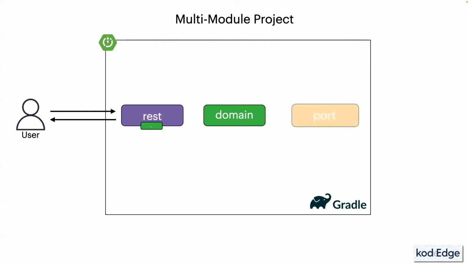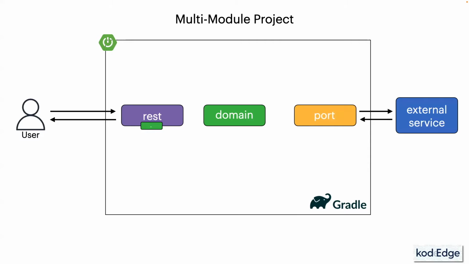The next module will be the port module. This module will interact with the external services to fetch the exchange rate data, convert the response into the appropriate format for the domain module, and pass it to the domain module.